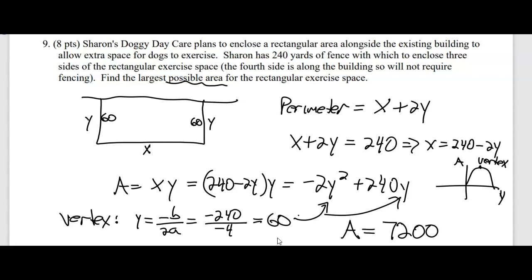Now the y is in yards. This is an area, so this would be square yards. That is the maximum area that we can create with the given fencing we have, assuming that we fence along the side of the building.